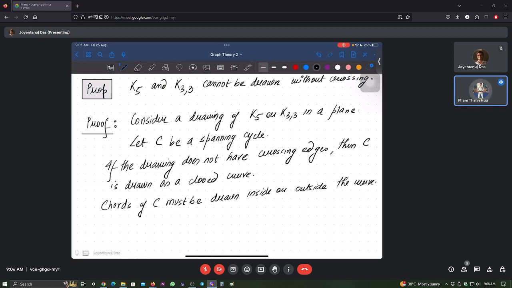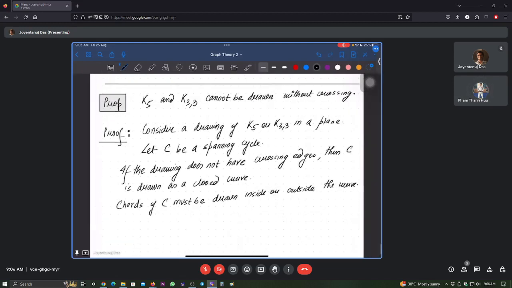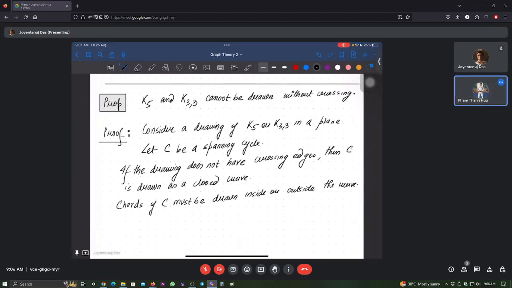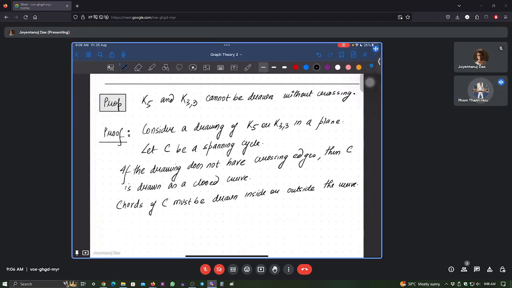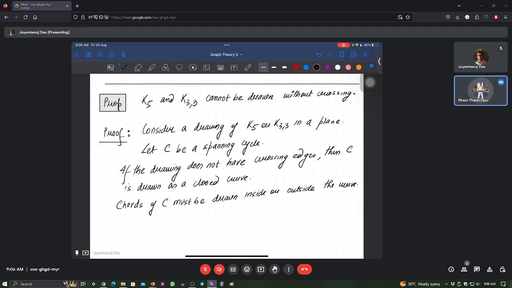C is a spanning cycle. Sometimes I get confused about spanning. Spanning means it covers all the vertices. So it is a cycle that takes into consideration all the vertices, the possible cycle that covers all the vertices.